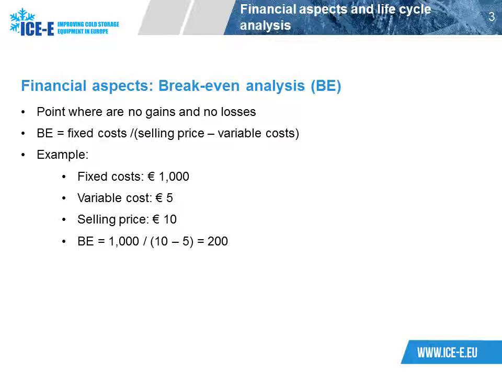So, where is the point where I don't have any gains or any losses? This point is the point where I sell 200 units. If I sell more than 200 units, I'll have a profit. If I sell less than 200 units, I'll have a loss.